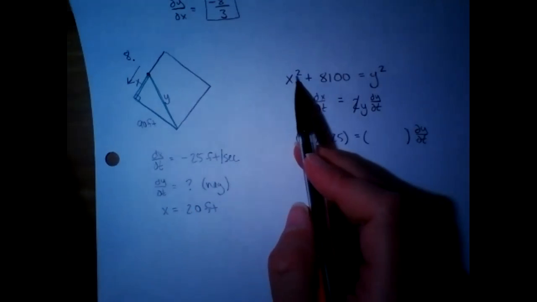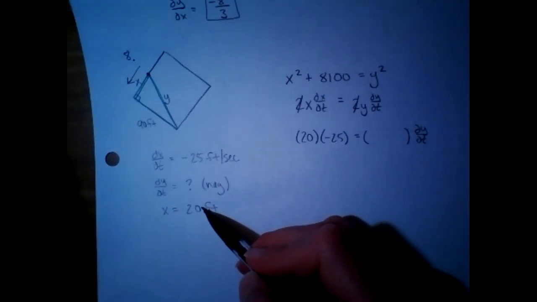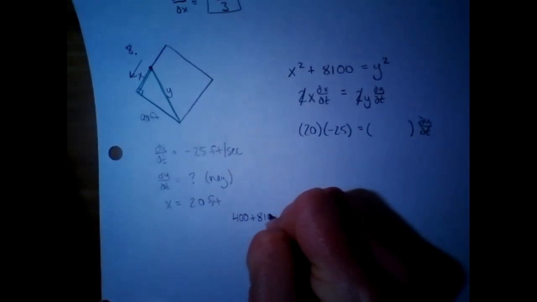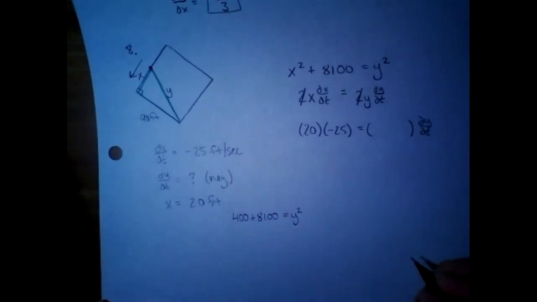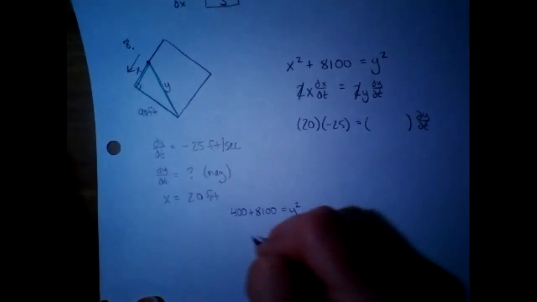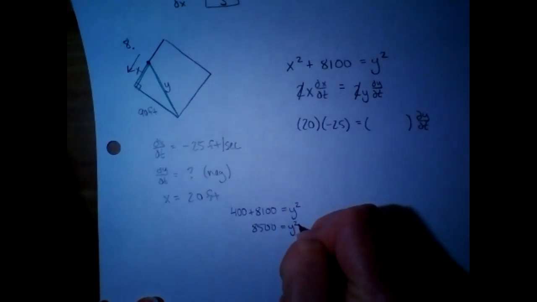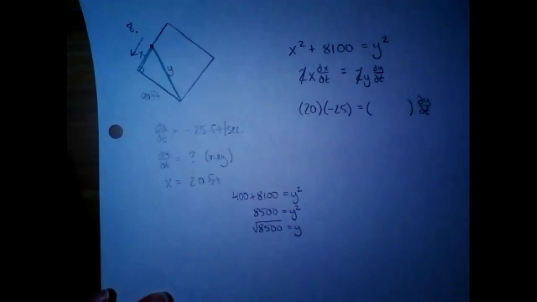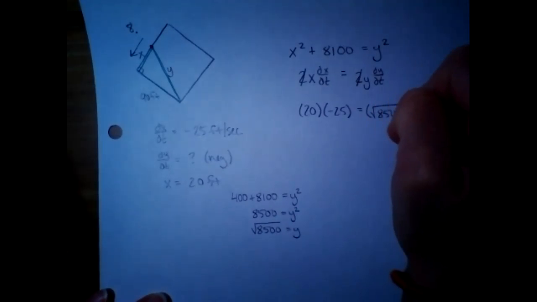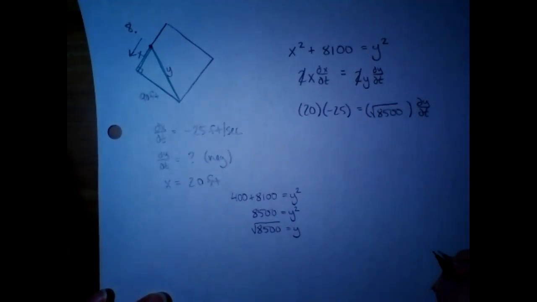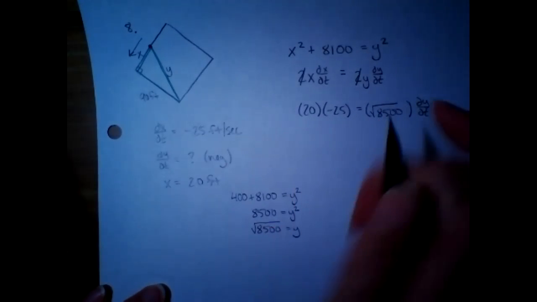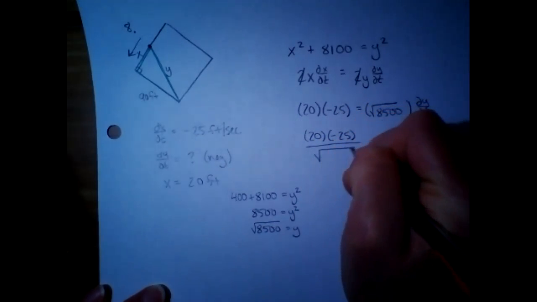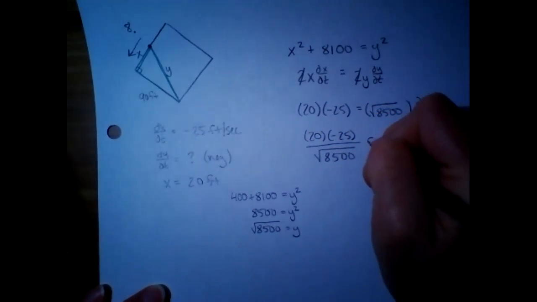So I'm going to go back to this original relationship and we'll plug in what we have. So x is 20. 20 squared would be 400 plus 8100 equals y squared. And so that would be 8500. And it's not a perfect square, so we're going to leave it alone. And even if it was, you can still just leave it as square root of whatever. And so the only other thing you have to do is divide that over. So this is going to be 20 times negative 25 over this square root, and the units are feet per second.